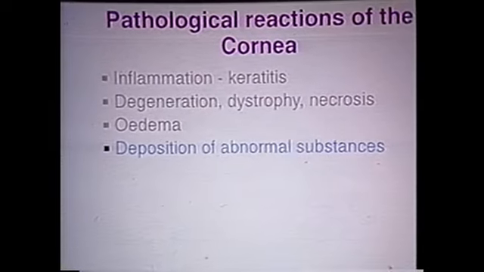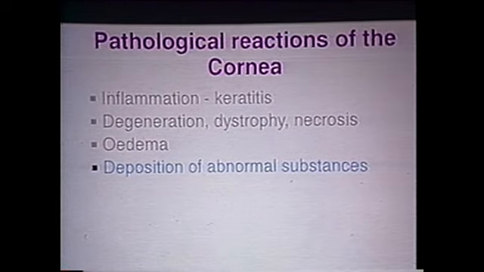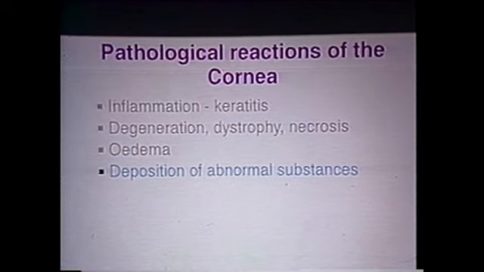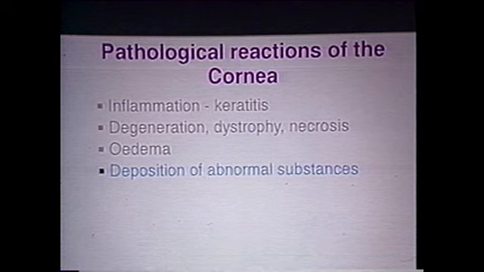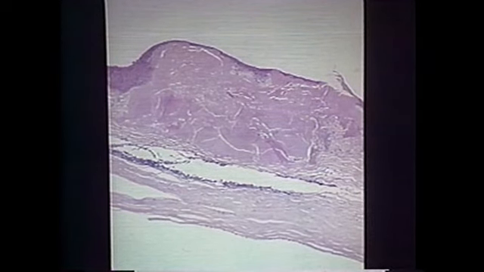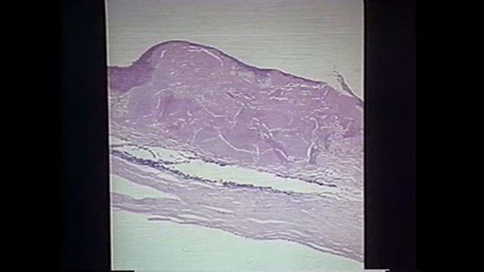Okay, the fourth category of pathological change is the deposition of abnormal substances. And this is an example of such a deposition of abnormal substance. This happens to be from a human cornea and shows an extreme case of familial amyloidosis of the corneal surface. And there is massive deposition of amyloid in the upper parts of the cornea, causing thinning of the corneal epithelium.